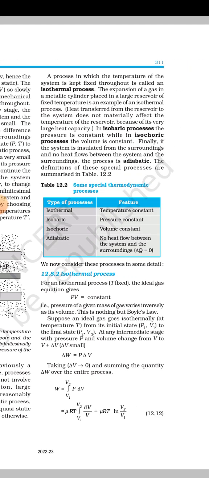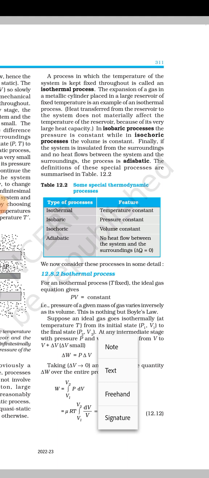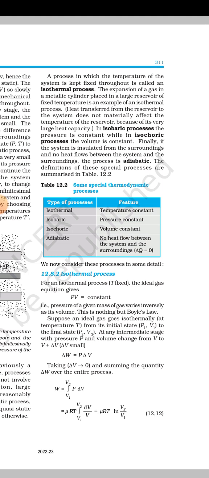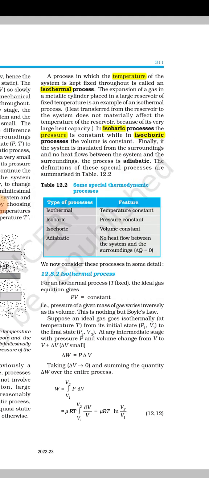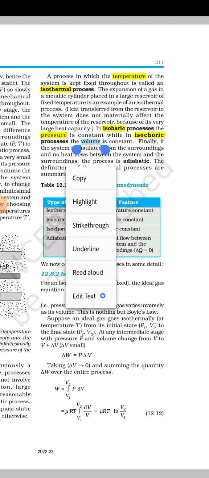A process in which the temperature of the system is kept fixed throughout is called an isothermal process. The expansion of gas in a metallic cylinder placed in a large reservoir of fixed temperature is an example of an isothermal process. In an isobaric process, the pressure is constant, while in an isochoric process, the volume is constant. So you have to memorize: temperature को किस में constant करेंगे, isothermal में, और pressure को किस में constant करेंगे, हम isobaric में, और volume को हम constant कर देंगे isochoric में. ठीक है.